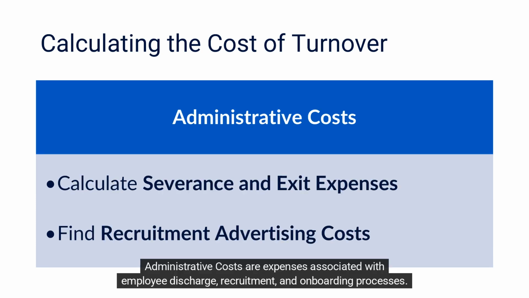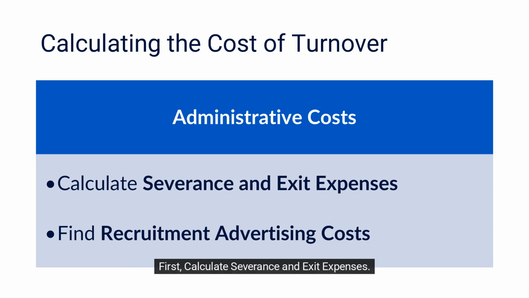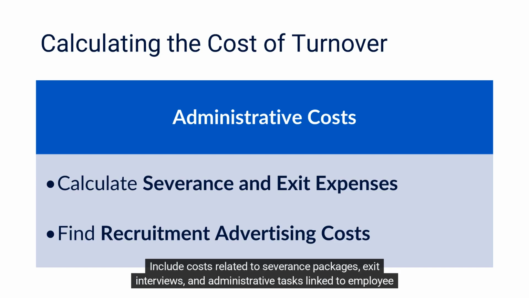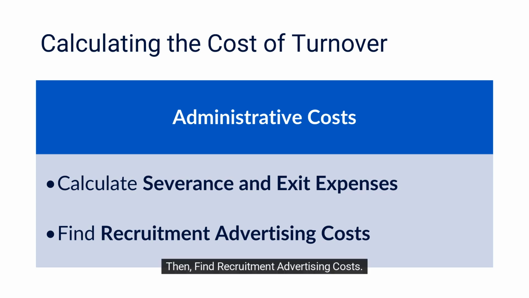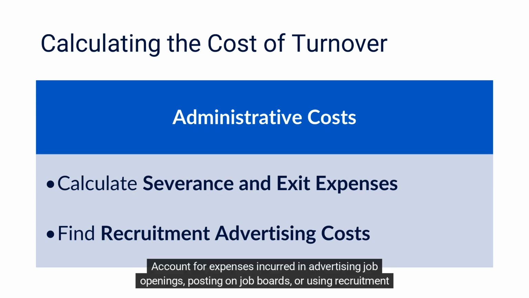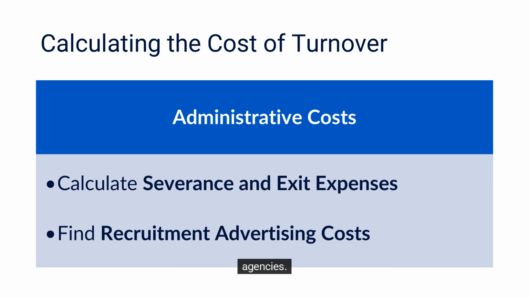Administrative costs are expenses associated with employee discharge, recruitment, and onboarding processes. First, calculate severance and exit expenses. Include costs related to severance packages, exit interviews, and administrative tasks linked to employee departure. Then, find recruitment advertising costs. Account for expenses incurred in advertising job openings, posting on job boards, or using recruitment agencies.